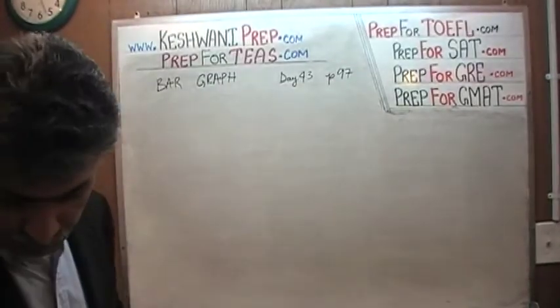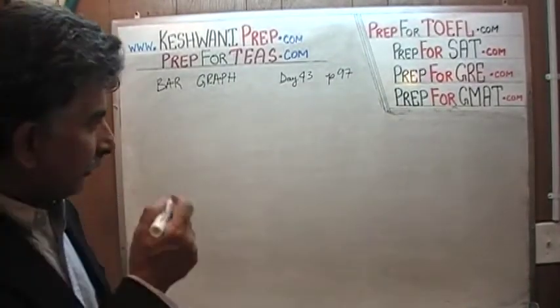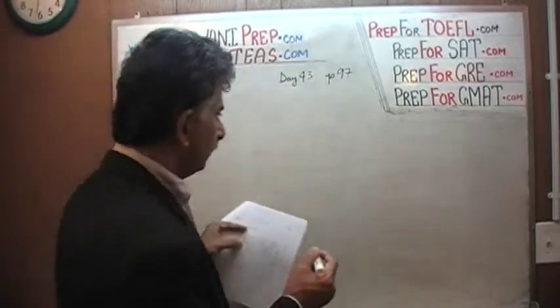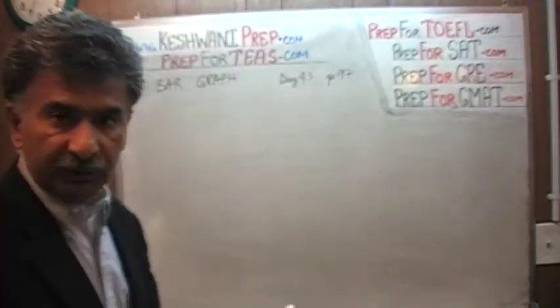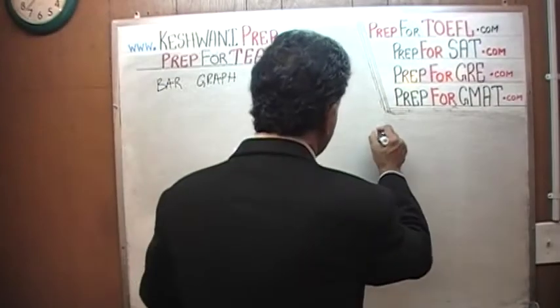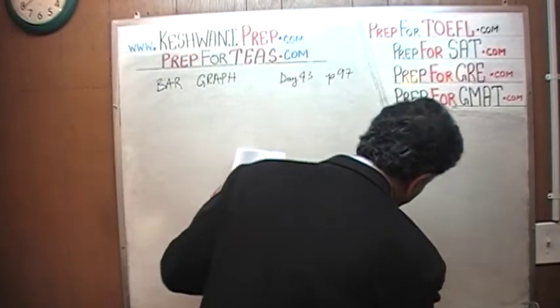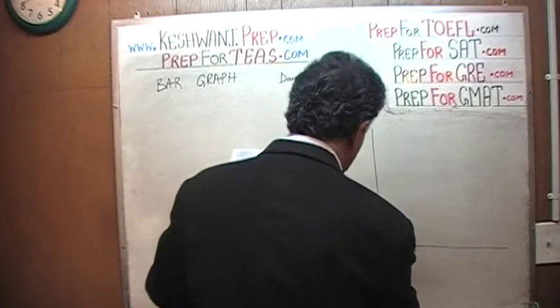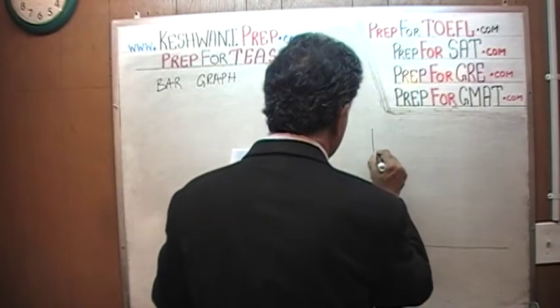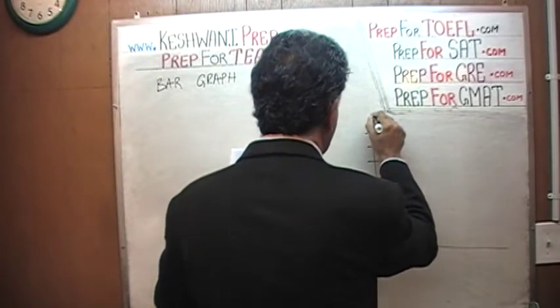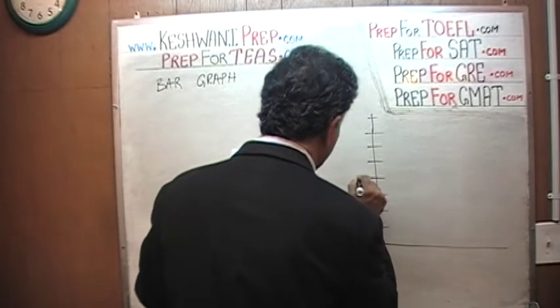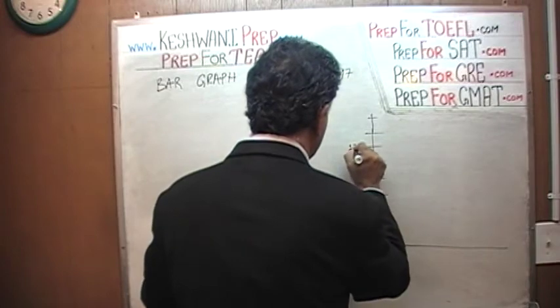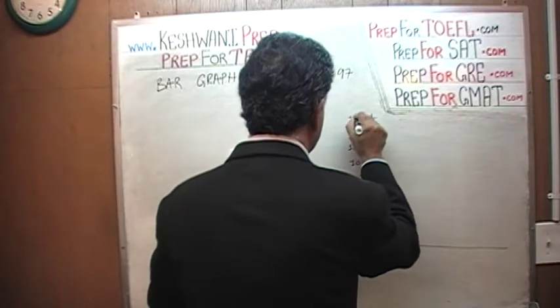We have to first reproduce the bar graph that you see there in the book. I'm going to have to reproduce it here so that we can work with it. So be patient. It goes all the way from 2 to 16. So here we go, 2 to 16. 2, 4, 6, 8, 10, 12, 14, and 16.